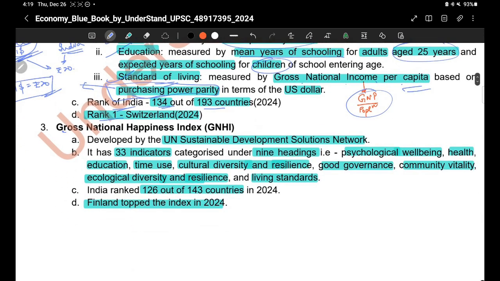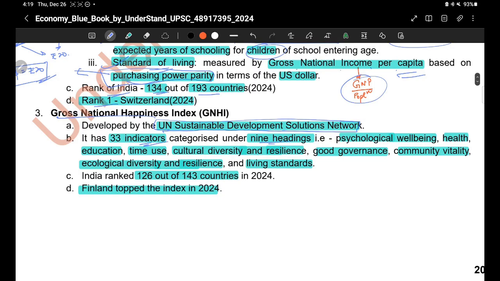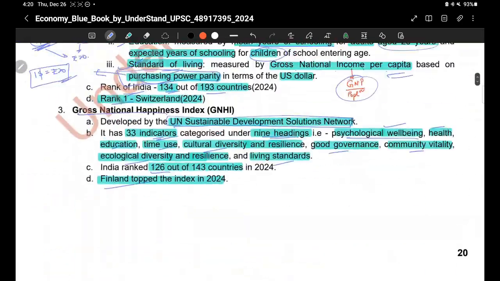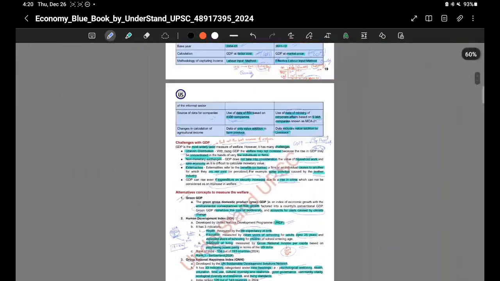Okay, then Gross National Happiness Index. It is developed by the UN Sustainable Development Solutions Network. It has 33 indicators under 9 headings. What are the 9 headings? Psychological well-being, health, education, time use, cultural diversity and resilience, good governance, community vitality, ecological diversity and resilience, and living standards. India ranked 126 out of 143 and Finland topped it. Okay, alright, we finished this chapter, national income.